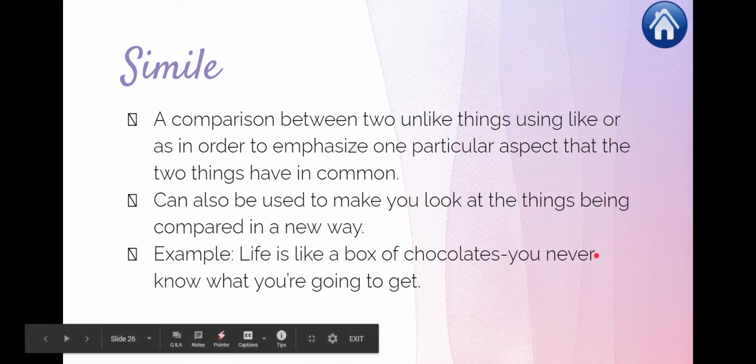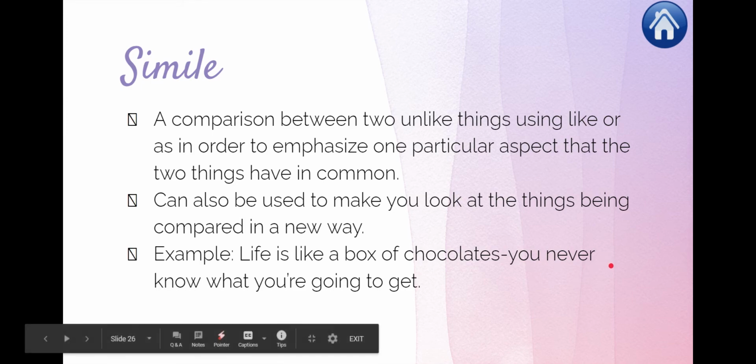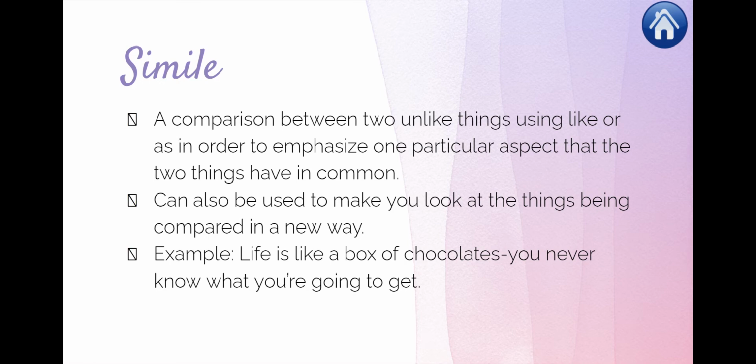So there's an example, life is like a box of chocolates. You never know what you're going to get. So that quote from Forrest Gump is a perfect example of a simile. So that idea when you get a mixed box of chocolates, when you bite into it, you don't know what you're going to get. Same thing with life. You never know what's going to happen.